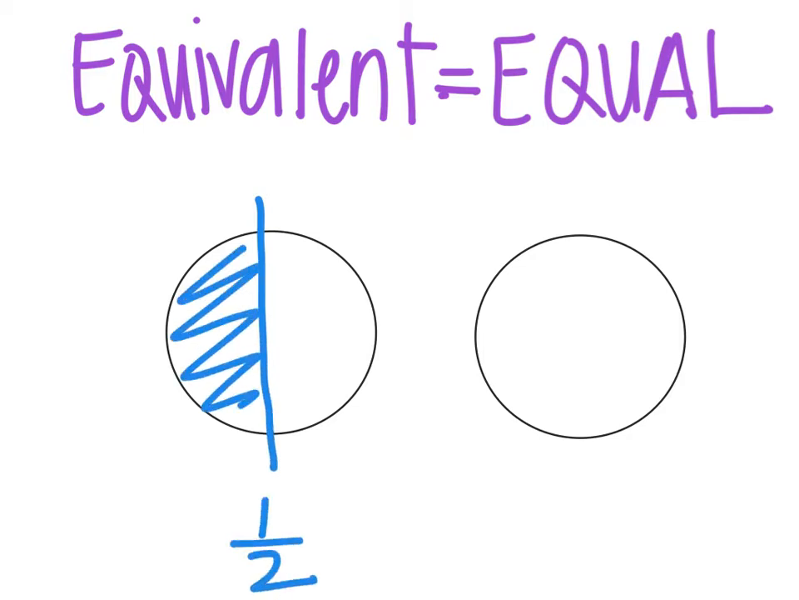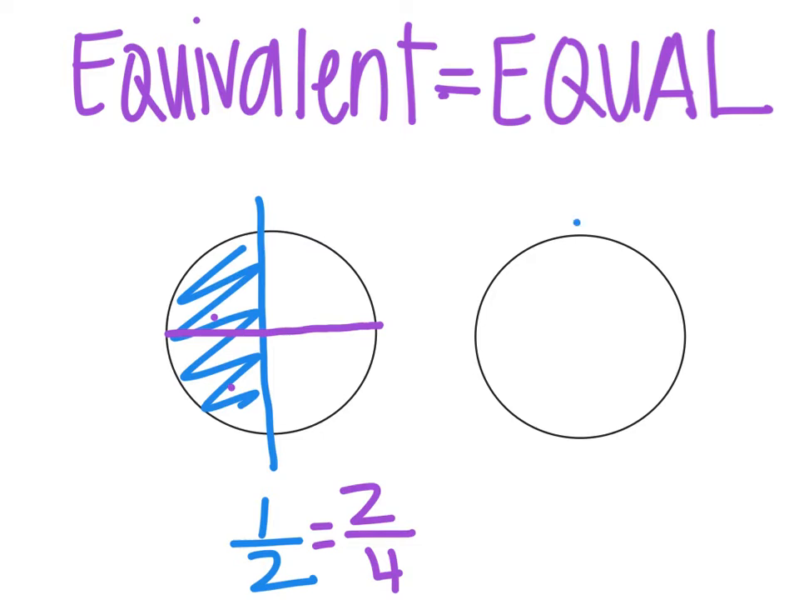I could also take that same pizza and split it into 4 pieces, and now that same area that was 1/2 becomes 2 out of my 4 pieces, 2/4. That means that those 2, since they have the same value or cover the same amount of the pizza, are equivalent fractions. They're equal to one another.